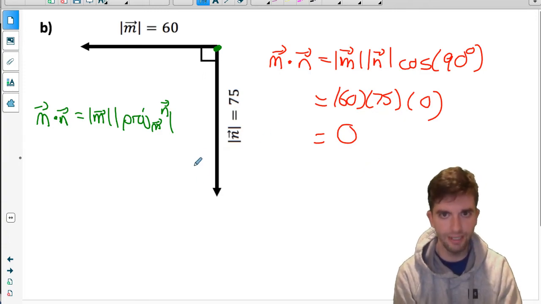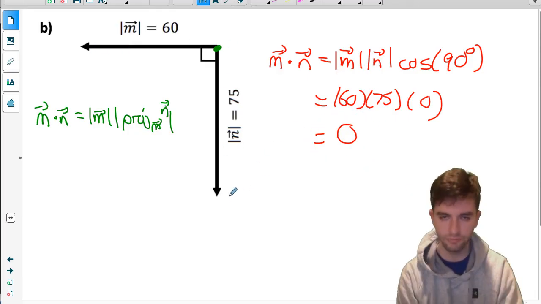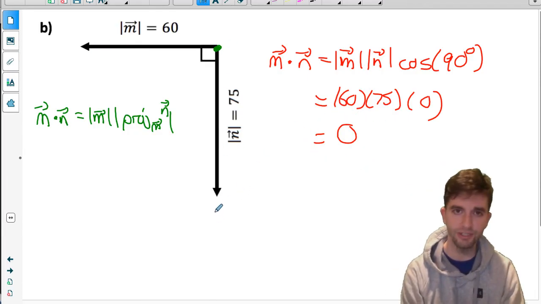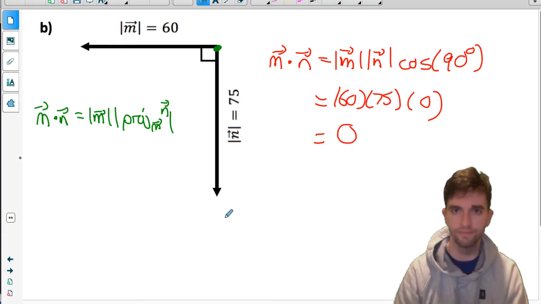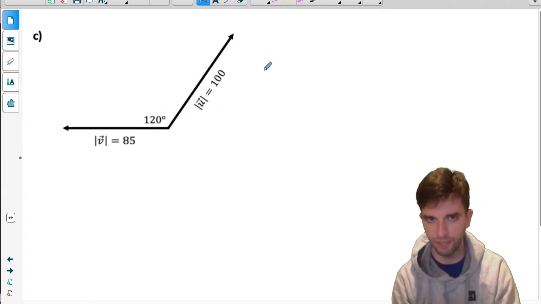It's the 0 vector. So that's why the dot product of two vectors that are perpendicular to each other is always 0, because the magnitude of the projection vector is 0. Part C. This time the angle between the two vectors when they're placed tail to tail is bigger than 90 degrees. Let's see what that does to their dot product.